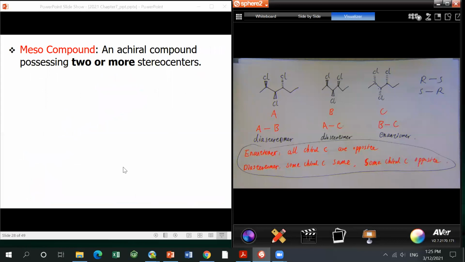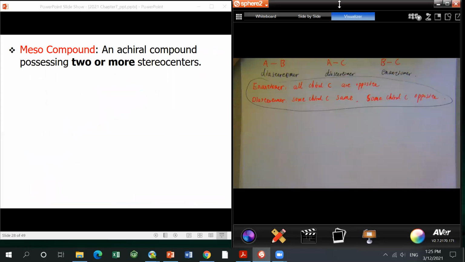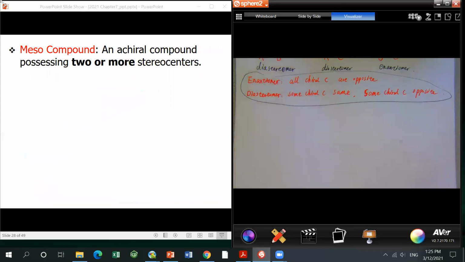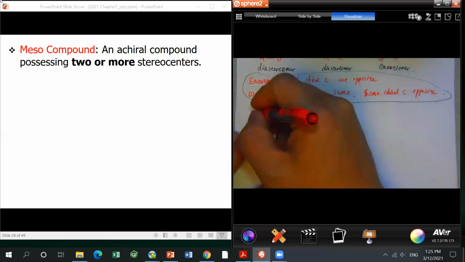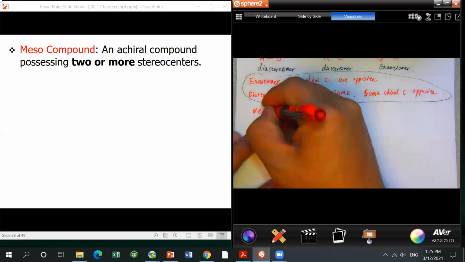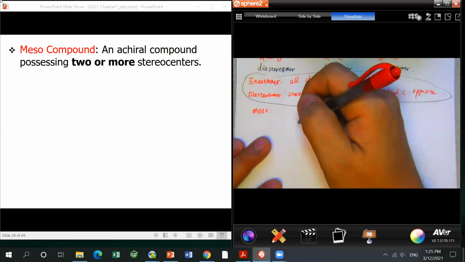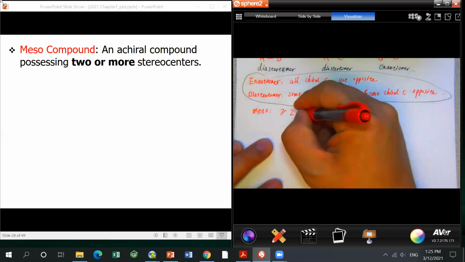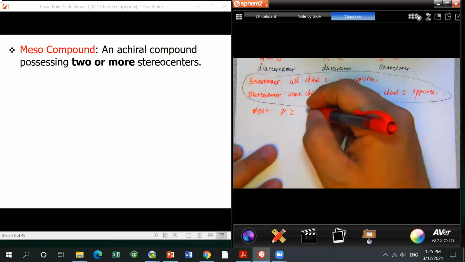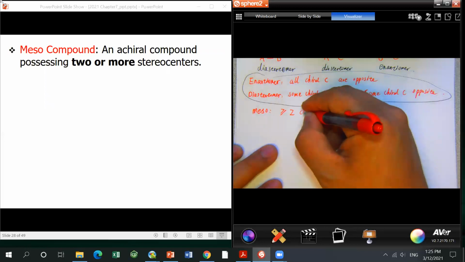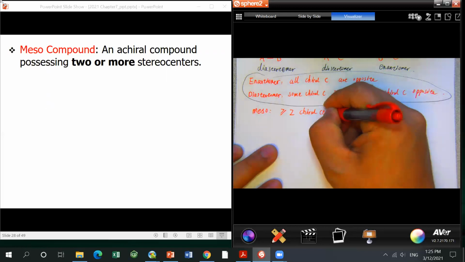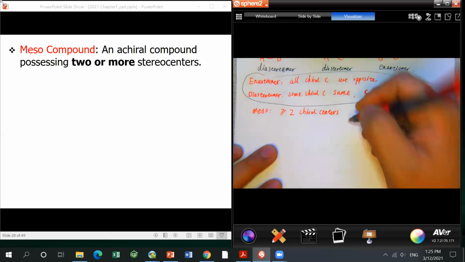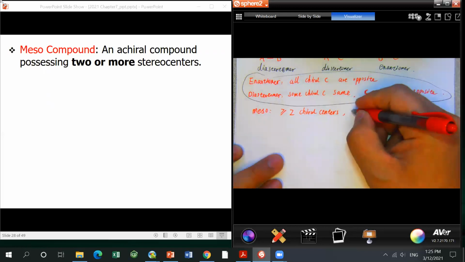Right, and here comes another difficult concept for this chapter. So what's a meso compound? Actually it's pretty easy, so just write it down. Just two conditions, and as long as they are fulfilled, it will be a meso compound. First, there are two or more chiral centers, or stereocenters. And second, the whole molecule is achiral.